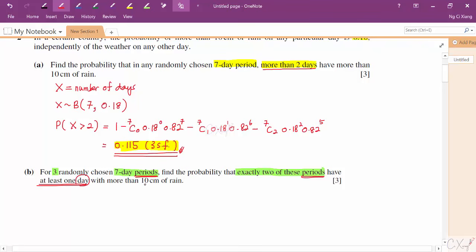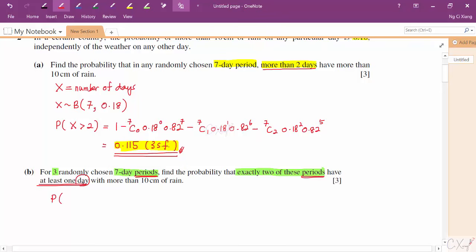Okay, all right. So you can see that this is actually a two-stage question for binomial distribution, where at first you need to find out the probability for at least 1 day with more than 10 cm of rain first, and after that only you find out the probability that exactly these 2 periods have this situation. Okay, right. So let us start with at least 1 day with more than 10 cm of rain.